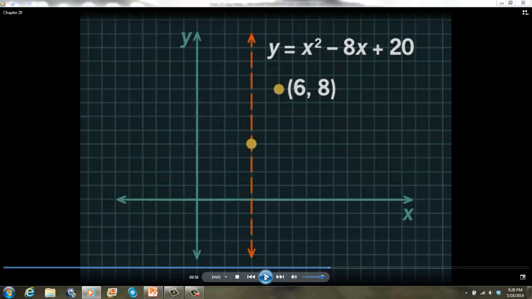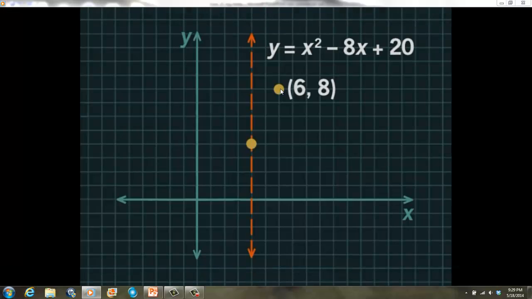Students will often ask at this point, why is x 6? The truth is, you can let x be any number you want and then generate a y value. Because we want to find points that are easy to graph, I typically choose values for x that are close to the vertex. Since our vertex is at x is 4, x equals 6 is not too far away. So we're likely to get a point that will fit on our graph paper. But really, you can let x be any number that you want.